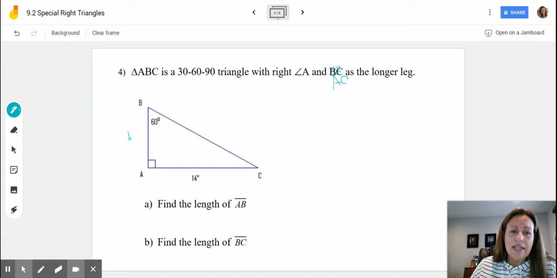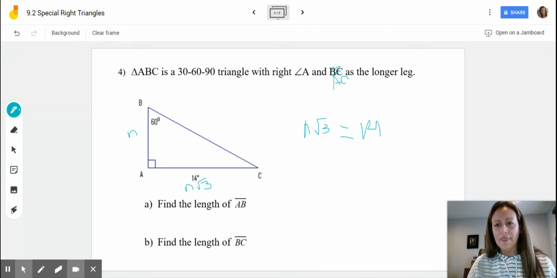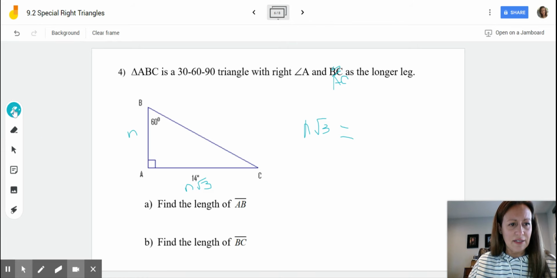Because if this is n, this is n radical 3. That's what the notes say. That's what the theorem says. So if n radical 3 is 14, n radical 3 equals 14. I'm going to start writing on this paper. Then how do we find n? Wow, that came out terrible. It's a learning process, getting used to how to do this on an electronic copy.